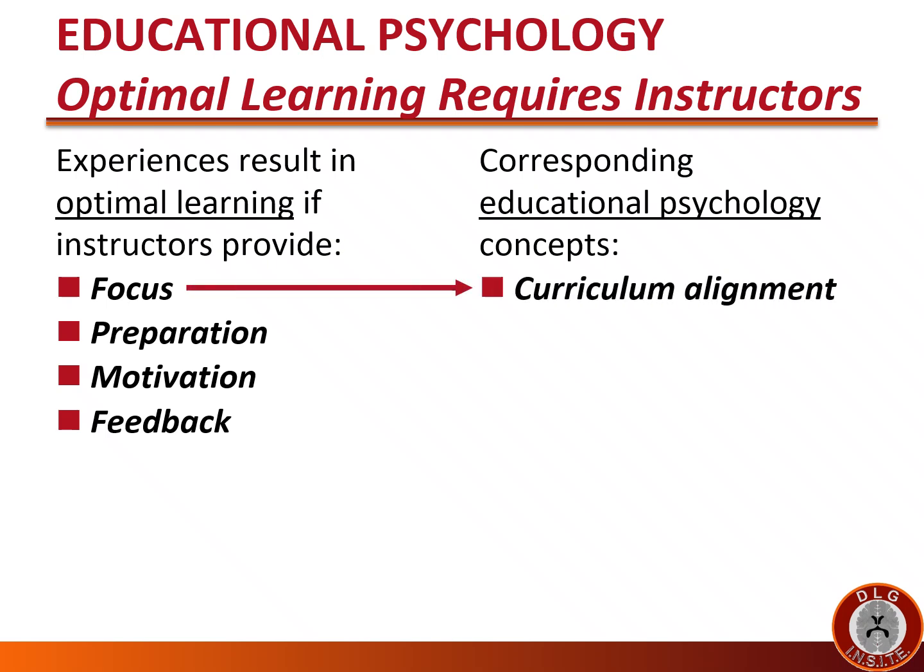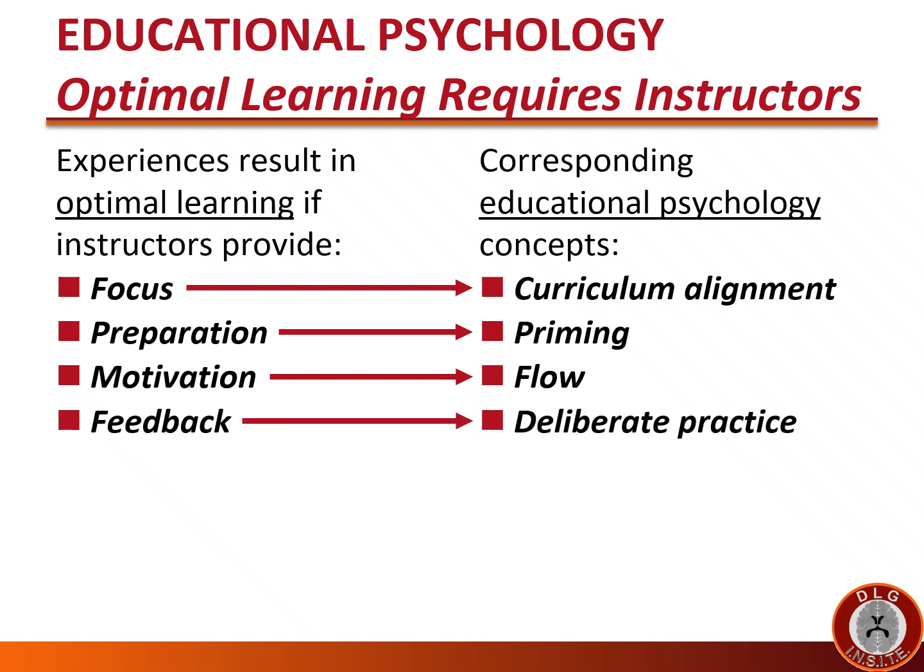curriculum alignment, which provides focus for the learner. Priming, which provides preparation for the learner. Flow, which provides motivation for the learner. And deliberate practice, which is a form of experience with integrated feedback.